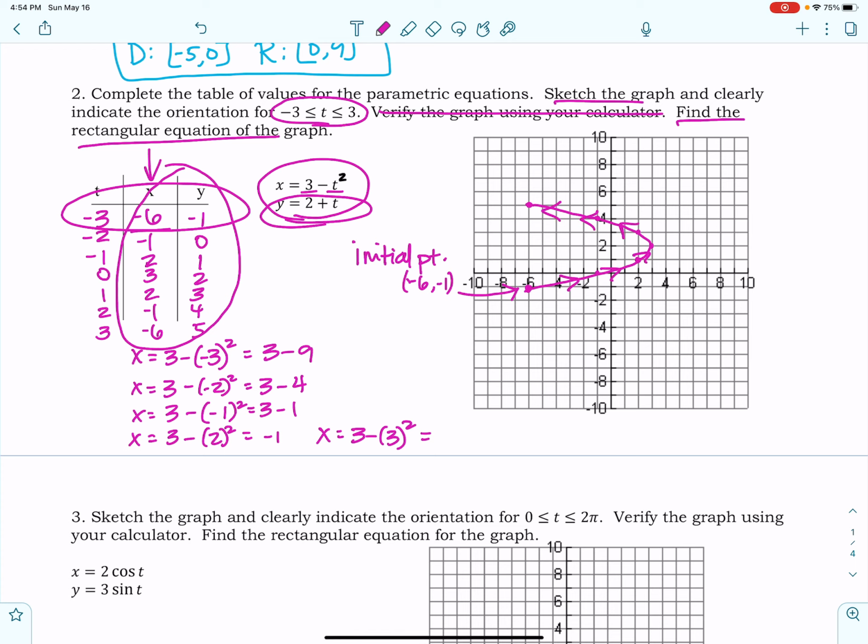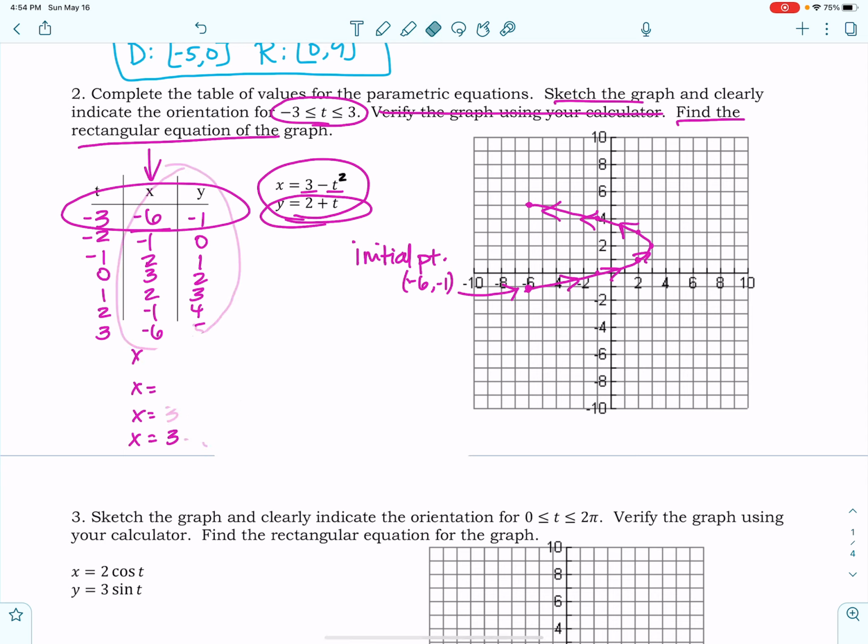And then, of course, now we want to write our rectangular equation. So I'm going to erase this stuff. All right, so when I'm writing my rectangular equation, we recognize this because we've already done conic sections. So we know that this is an x equals negative something parabola because it's opening to the left. So when I solve for this, I can just write it that way. So I am going to solve this y equation for t. So that means subtracting 2 from both sides.